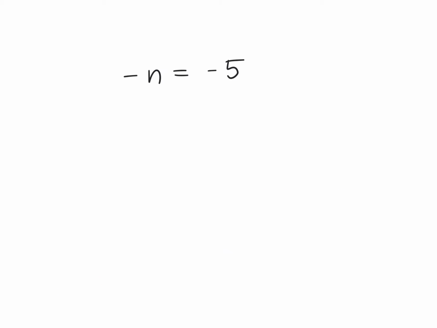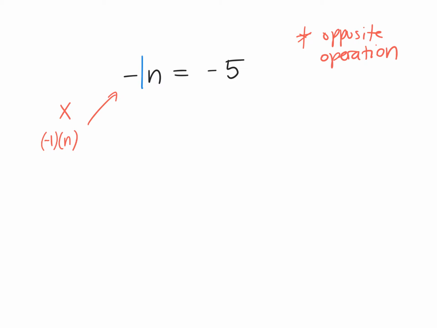Okay, so we start by putting the 1 here, because a negative sign to the left of the variable is the same as negative 1 times the variable. Okay, so we look at this, we see the operation here is negative 1 times n. That's the operation is times. Opposite operation, remember you always do the opposite operation. What's the opposite of multiplication? So what do I have to divide by?